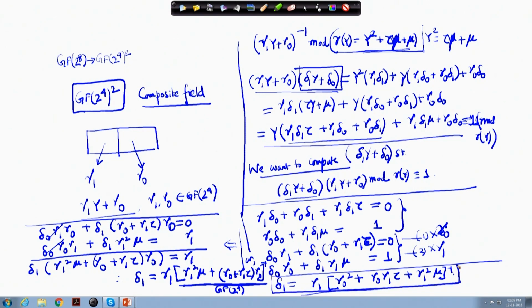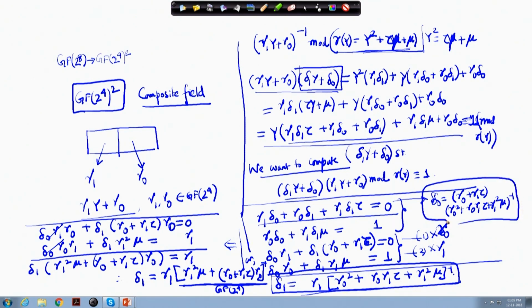Likewise, you can take this gamma 1 and plug it into this equation, and from there you should be able to get delta 0. Like we have got delta 1 here, so you should be able to get delta 0, and it turns out that if you just plug it in over there, delta 0 is gamma 0 plus gamma 1 tau multiplied with again this inverse, that is gamma 0 squared plus gamma 0 gamma 1 tau plus gamma 1 square mu, whole to the power of minus 1. So this gives me the two parts which I want. I am able to calculate delta 0 and delta 1.